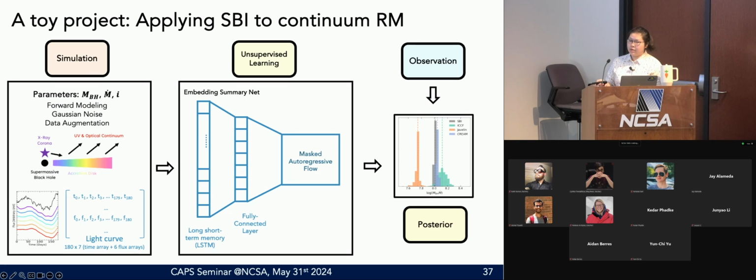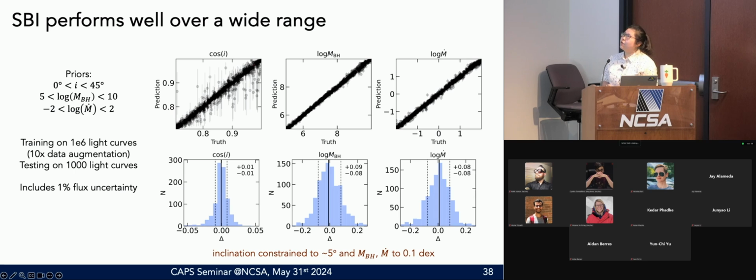The great thing about SBI in the framework we're using right now is that it can be reused as many times as you want to evaluate new data without training the network again. So for our toy experiment, SBI performs pretty well over a very wide range. For the prior range listed here, we plotted the truth versus prediction of all the 3 parameters we have. And then we can constrain inclination to about a few degrees, and then black hole mass and accretion rate to about 0.1 dex.